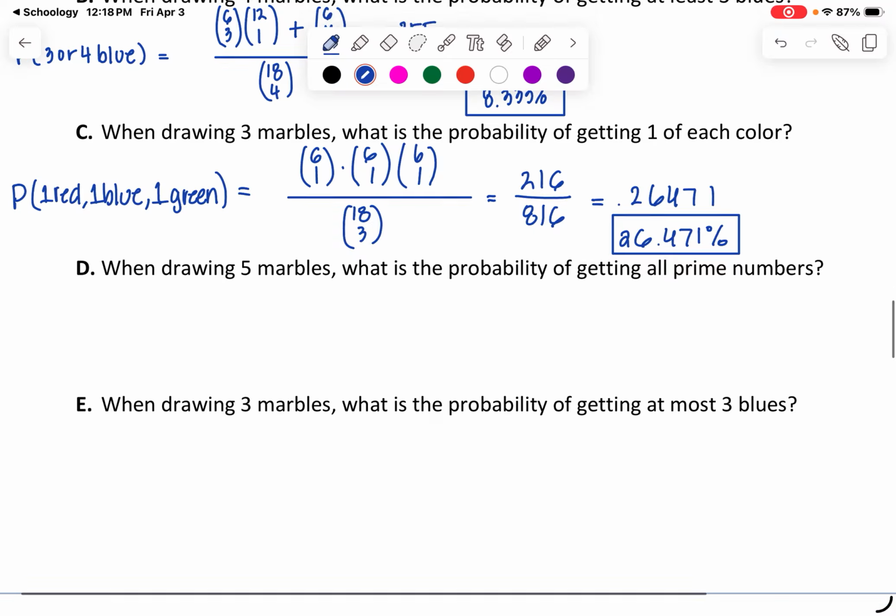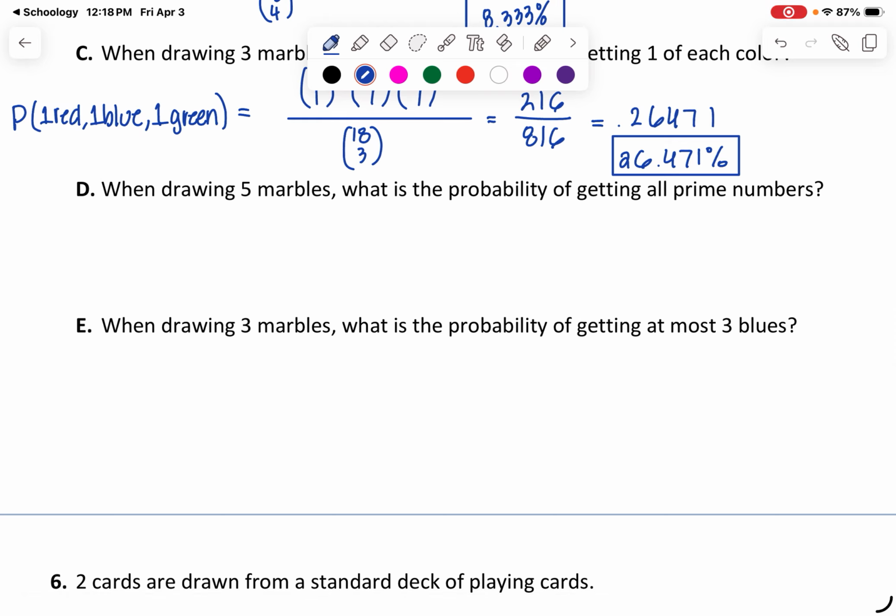Okay. When drawing 5 marbles, what is the probability of getting all prime numbers? So probability of getting all prime numbers, and it's like, what? We're talking about colors, right? But if you don't remember, it says that each marble, red marble, had a 1, 2, 3, 4, 5, or 6 on it. All right, so you're choosing 5 marbles. So that's 18 choose 5 for your denominator. And then for your numerator, you want to get all prime numbers from the 5 numbers that you're choosing. So we want to get all 5 numbers to be prime. So we need to know how many prime numbers are in the bag, right?